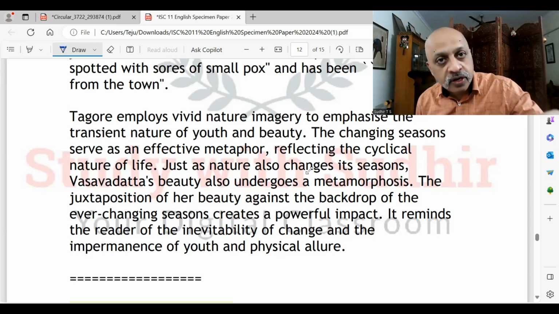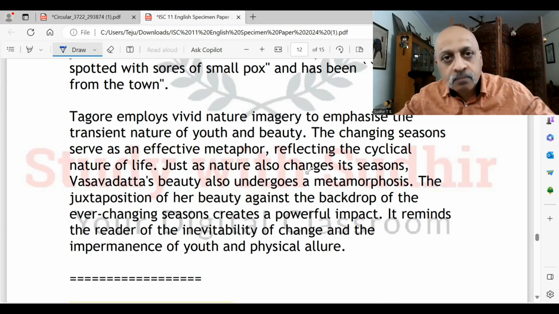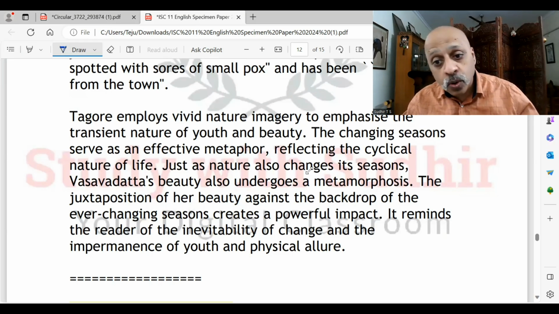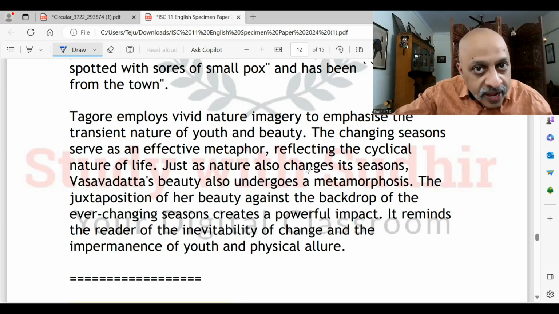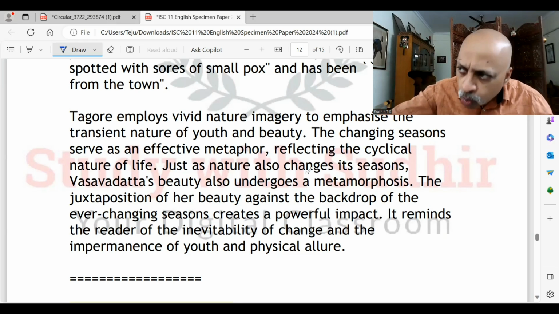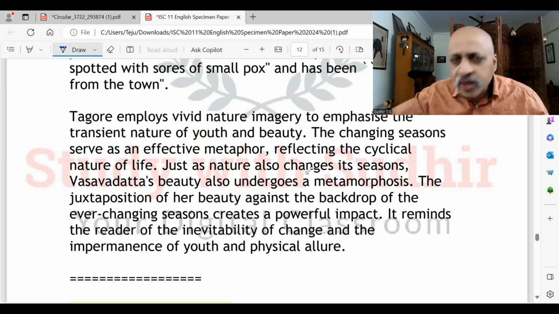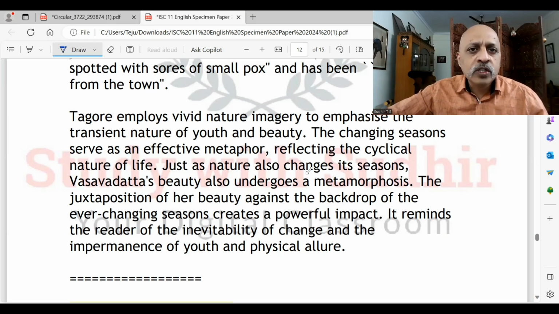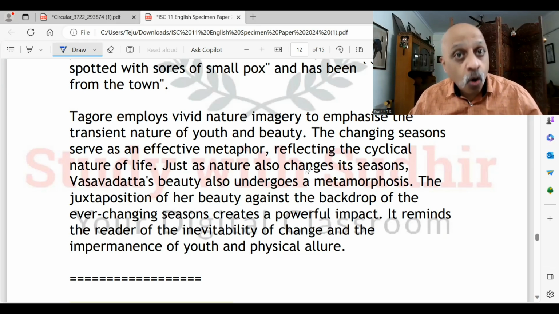It reminds the reader, it reminds you and me of the inevitability of change, that बदलाव जरूरी है, बदलाव हमेशा होगा, and the impermanence, that if you are at a particular age right now, you will not be like that forever. If you look like this now, you will not look like this forever. You will change. Your physical looks will change. You will also change and mature as a person, right? All of us do that.